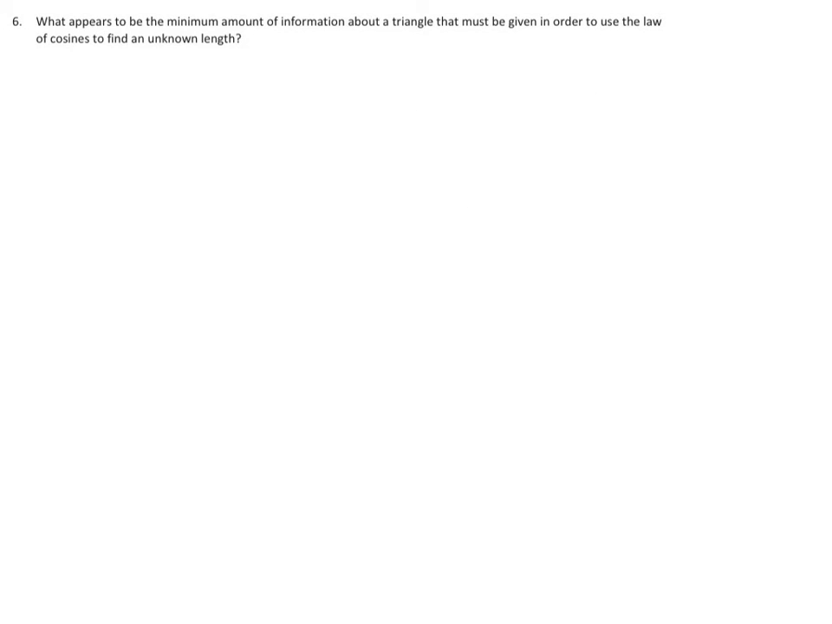What appears to be the minimum information that a triangle must have in order to use the law of cosines? Two sides and the included angle.